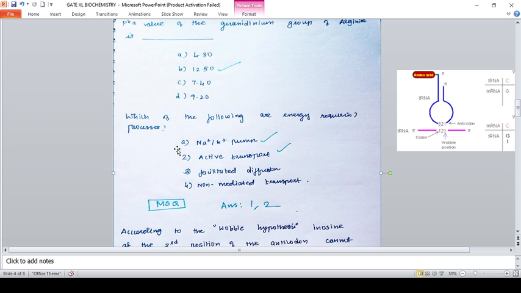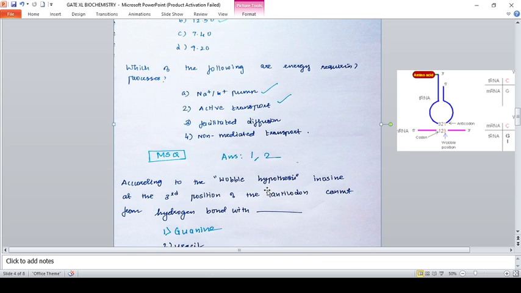Which of the following processes are energy requiring processes? It is your Na+ K+ pump, where for each 3 Na+ ions, 2 K+ ions are being pumped. Active transport is also an energy requiring process, whereas facilitated diffusion, which is mediated by channel protein, is not an energy dependent process, and non-mediated transport means simple diffusion, and it also doesn't require energy.